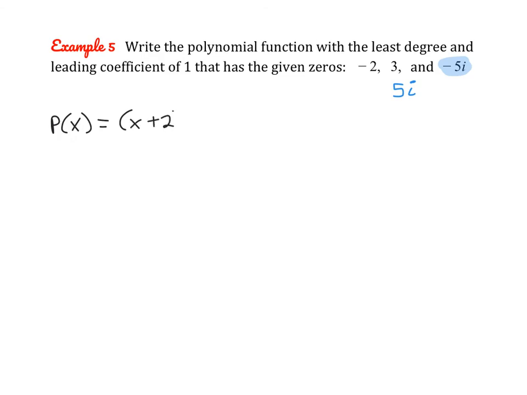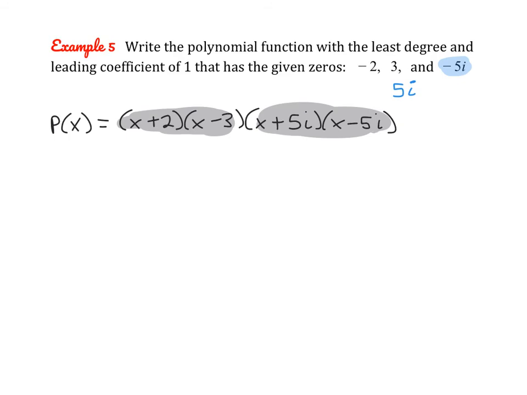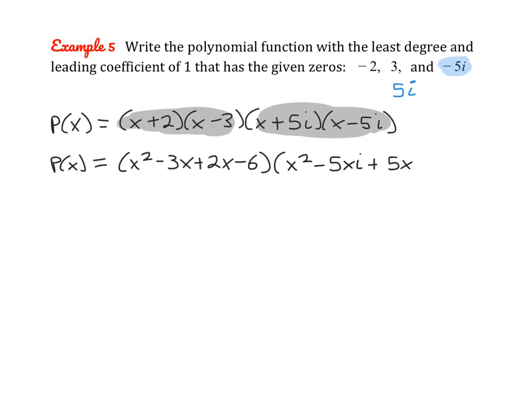So we have x plus 2, x minus 3, x plus 5i, and x minus 5i. And then let's start multiplying this out. So I'll start by multiplying the first two binomials together, and then the third and fourth together. So if we use FOIL here, we get x squared minus 3x plus 2x minus 6. And in the second group, we get x squared, then we get minus 5 times x times i, plus 5 times x times i, then minus 25i squared.